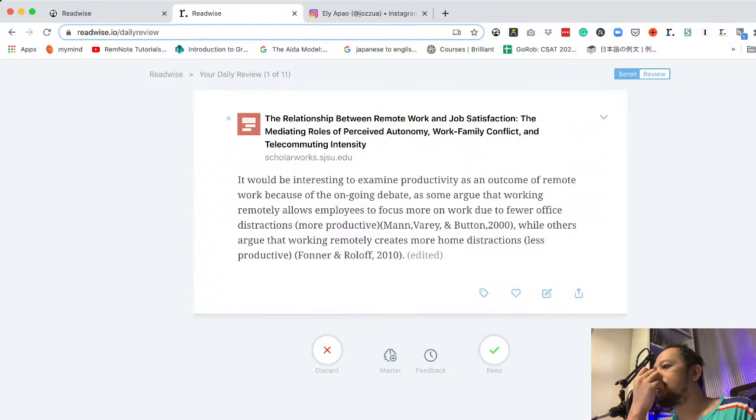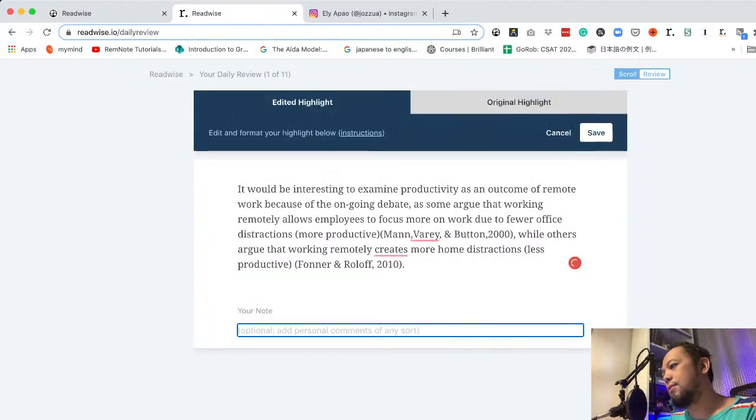It's just a note for me to remember the particular authors that I'd like to review a bit more. Maybe my note here is: review who are the proponents. They're not really the proponents, right? Who have done research on the outcome of productivity of remote work.